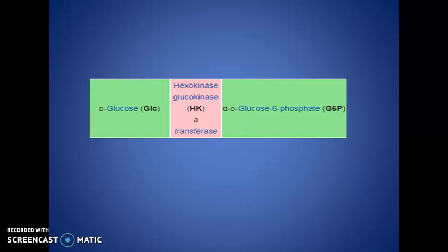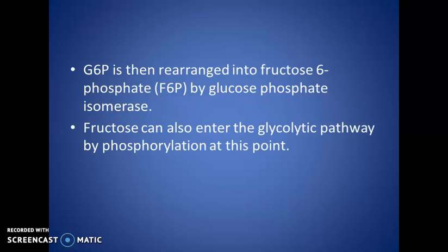So the first step, glucose is converted to glucose 6-phosphate with the help of the enzymes hexokinase or glucokinase. Both of them are transferases. Glucose 6-phosphate is then rearranged into fructose 6-phosphate by glucose phosphate isomerase, and fructose can also enter the glycolytic pathway by phosphorylation. So this is all about it.